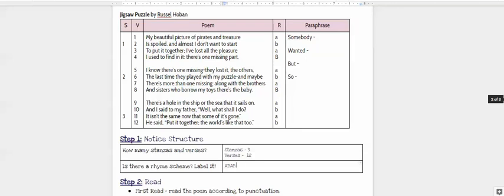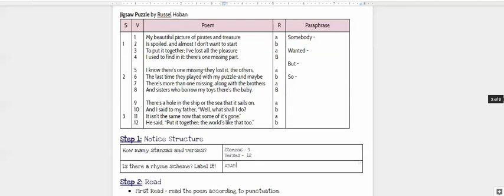Along with the brothers and sisters who borrow my toys, there's the baby. There's a hole in the ship or the sea that it sails on. And I said to my father, well, what shall I do? It isn't the same now that some of it's gone. He said, put it together. The world's like that too.